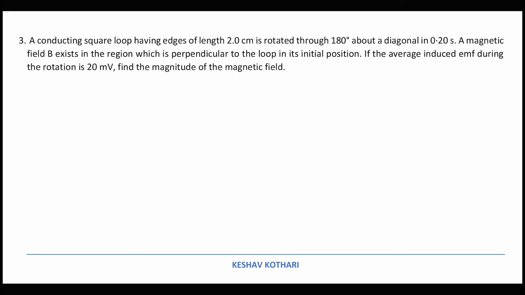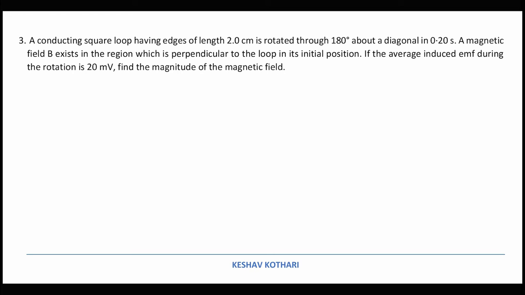A conducting square loop having edges of length 2 centimeter is rotated through 180 degree about a diagonal in 0.20 second. A magnetic field B exists in the region which is perpendicular to the loop in its initial position. If the average induced EMF during the rotation is 20 millivolt, then find the value of the magnetic field. So for this particular problem, let us begin it in this way.